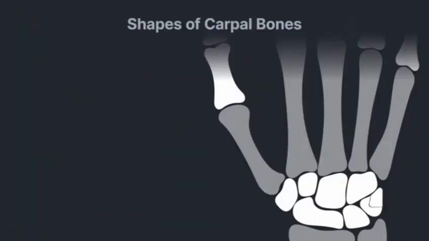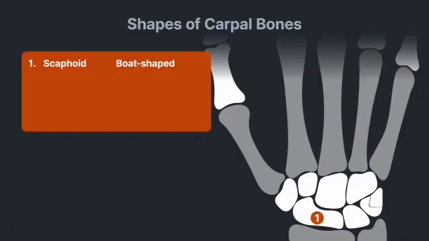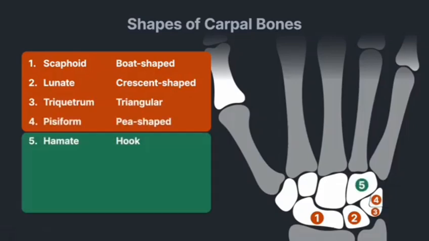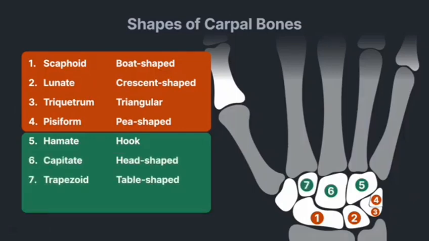Carpal bones are also named for their shape, which can help with identification. Scaphoid, boat-shaped on PA, or postero-anterior projection. Lunate, crescent-shaped on lateral. Triquetrum, triangular. Pisiform, P-shaped. Hamate, with a hook. Capitate, head-shaped, large and central. Trapezoid and trapezium, table-shaped or 4-sided.